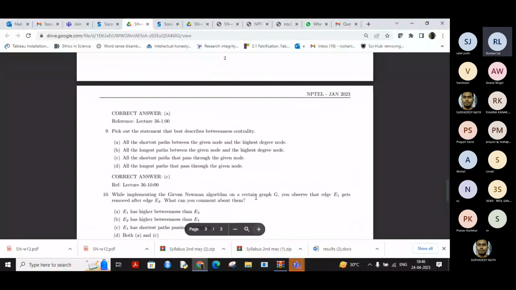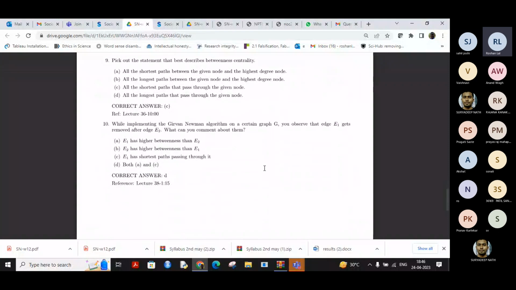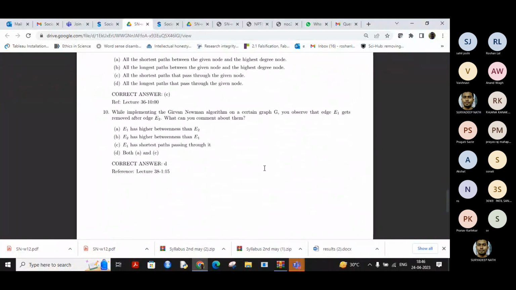So yeah, please say question number 10. Okay. Answer is D. What can I think, this is E1 has higher betweenness than E2. So there is something wrong with this question. So the answer would be B. So if it always arranges in descending order, and some people just mentioned also that it is B.